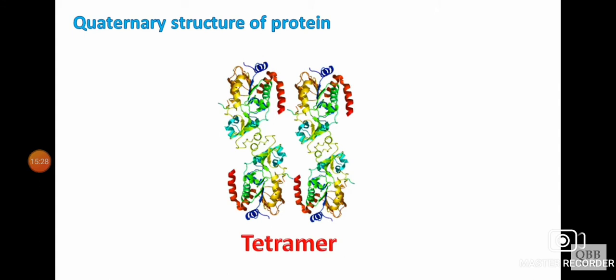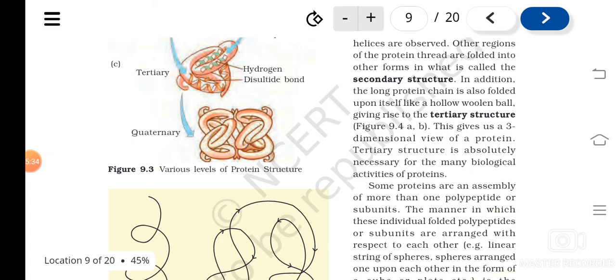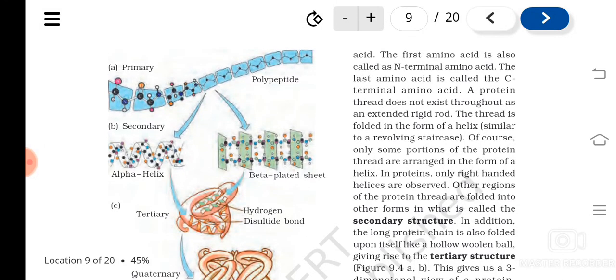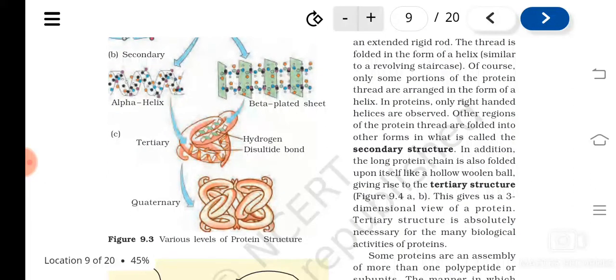Now some proteins have more than two polypeptide chains. If a polypeptide chain is folded upon itself like a hollow woolen ball, then it is known as the tertiary structure. So here also you can see the primary structure explains the number and the sequence of amino acids: how many amino acids are there and in which sequence they are arranged. Then secondary structure explains the folding of this particular polypeptide chain in its own axis. And tertiary means in space, or in the 3D form, how it is getting folded.